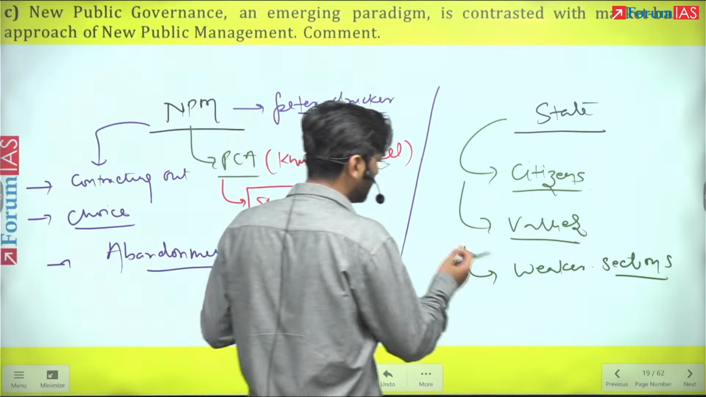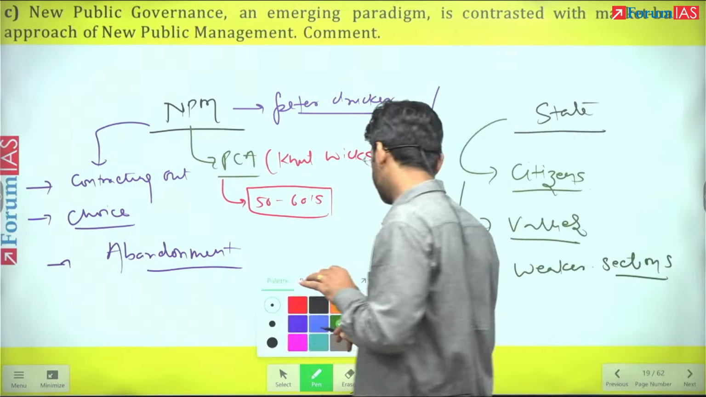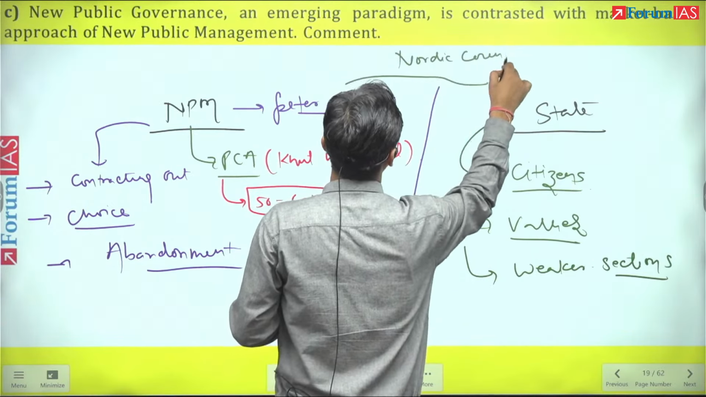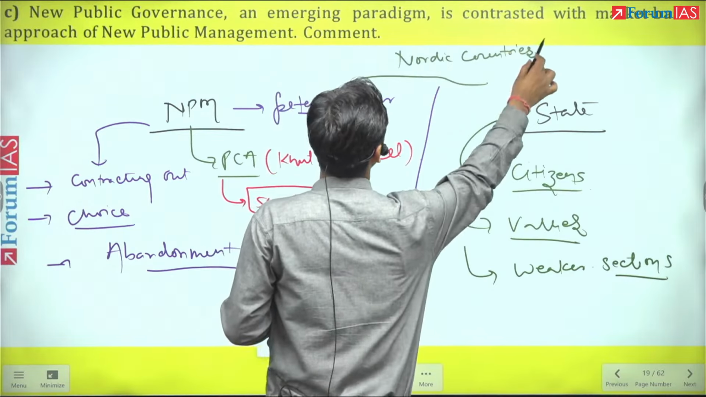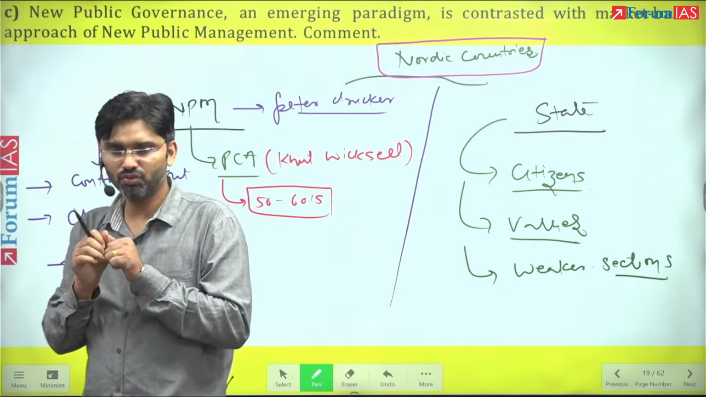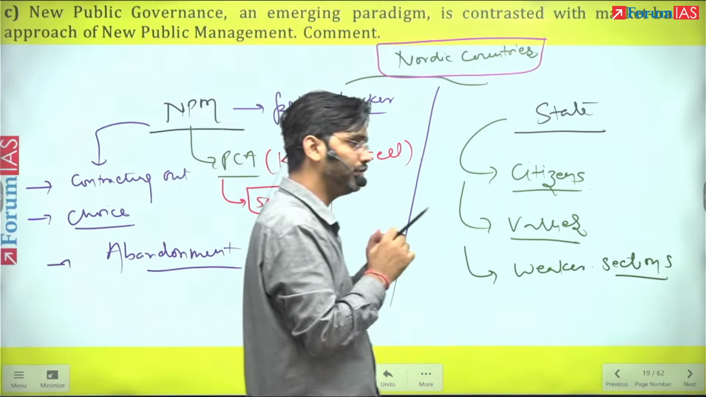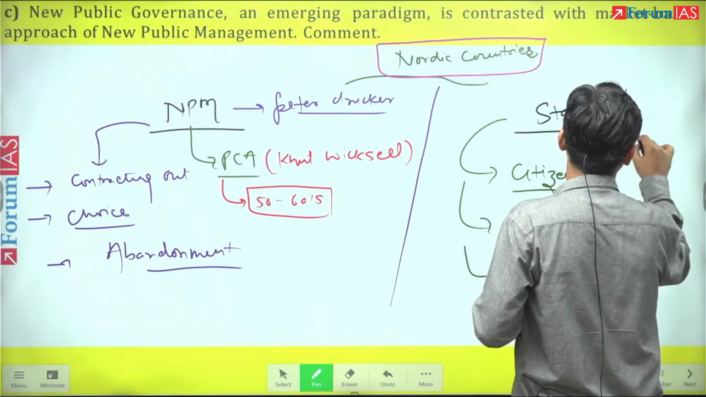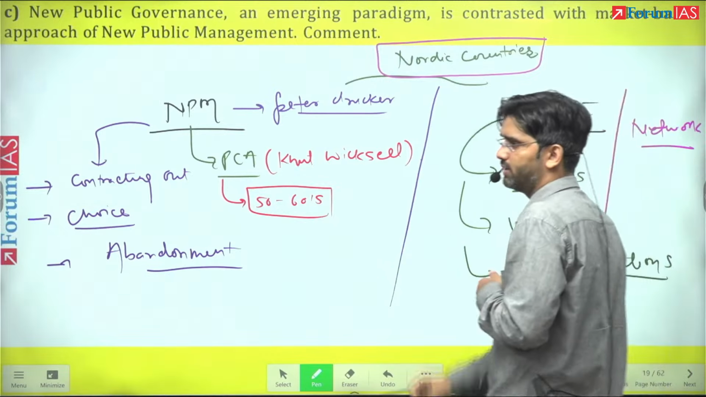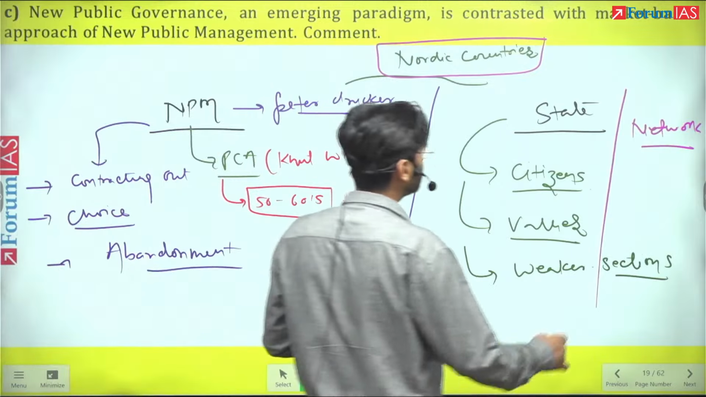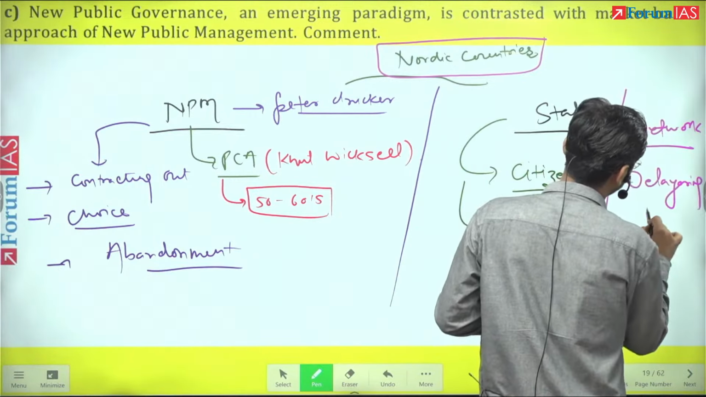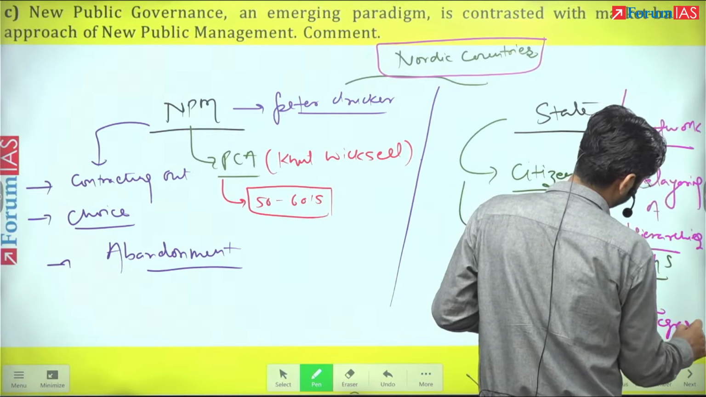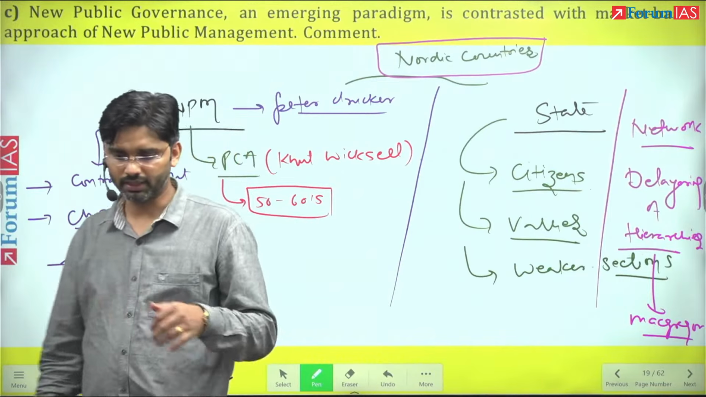Okay, so there is a contrast, but today we see models, right? We see models like the Nordic countries. It is one of the best models, which is a mixture of new public management, new public governance, or new public service. Today we see network type of governance. Today we see delayering of hierarchies. Right? Douglas McGregor.